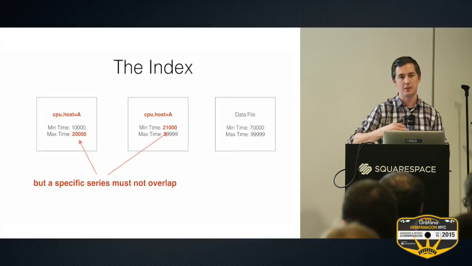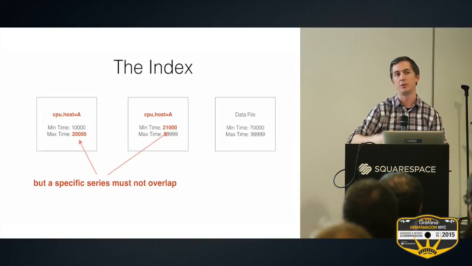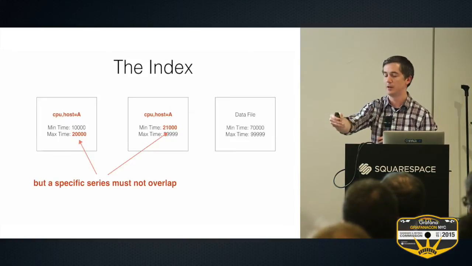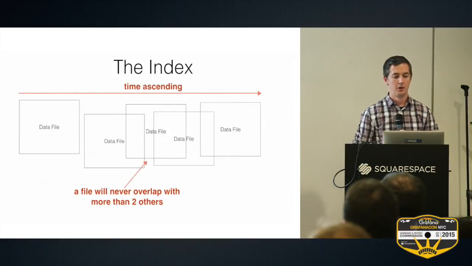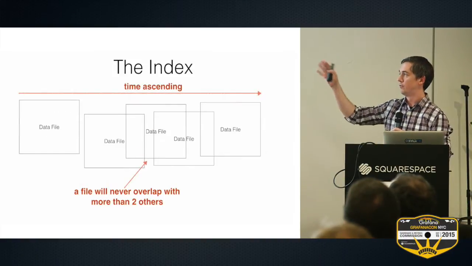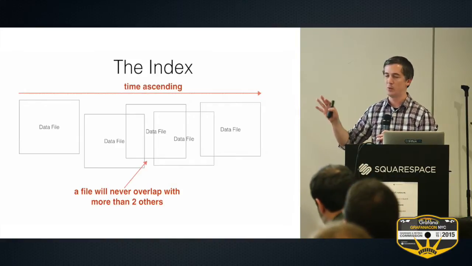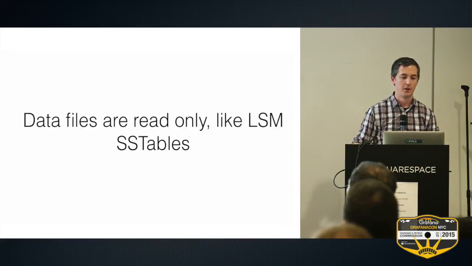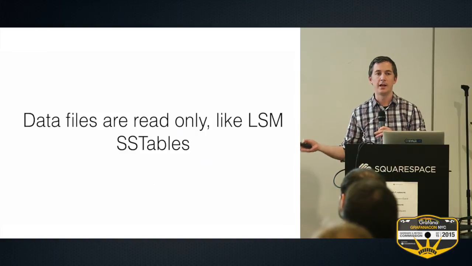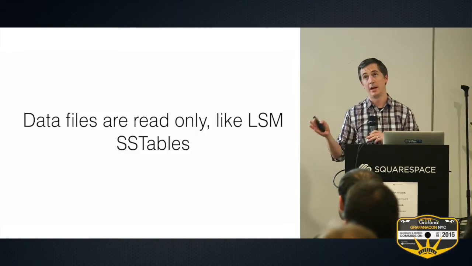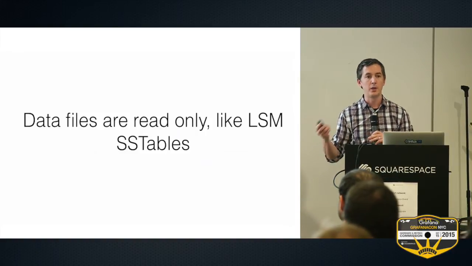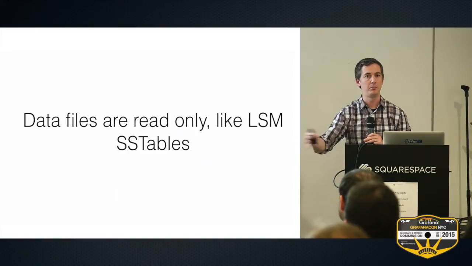So we know that in a specific series, we have a contiguous block of time, then we jump to the next file, and we jump to the next file. And for these data files, one will never overlap with a bunch of other ones. This is how we organize the data. These data files are like LSM SSTables in that they're read-only. Once we've written them, they're immutable.